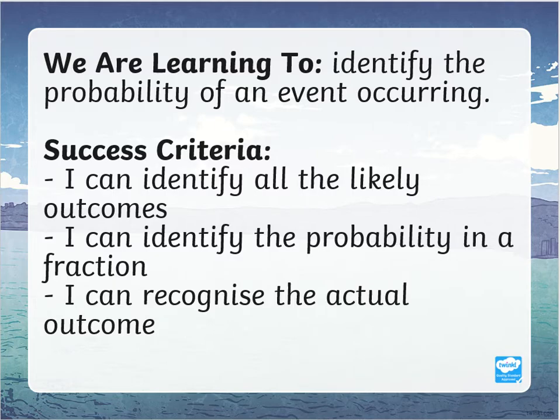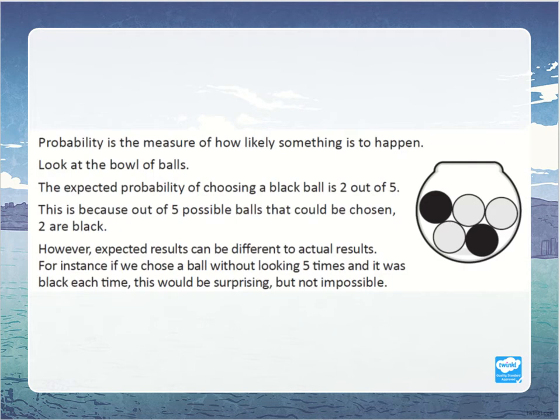So today we're learning to identify the probability of an event occurring. Can you identify all the likely outcomes? Can you identify the probability in a fraction? And can you recognize the actual outcome? Okay, so probability is the measure of how likely something's going to happen.